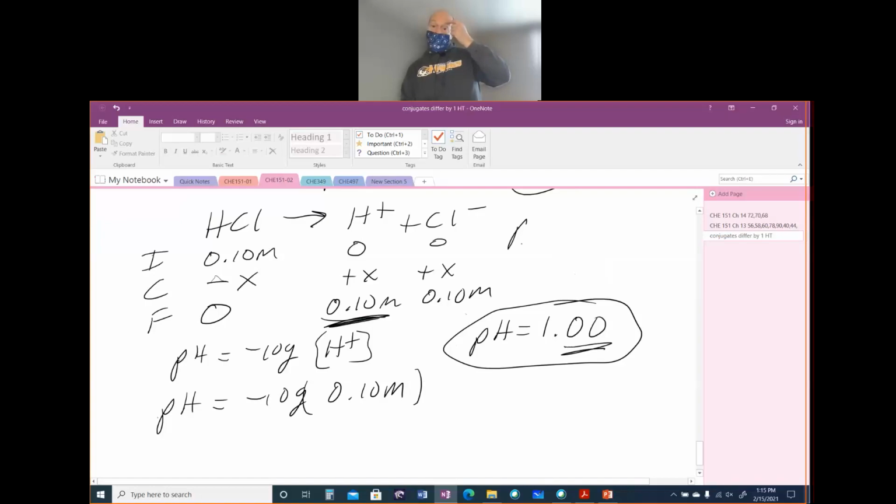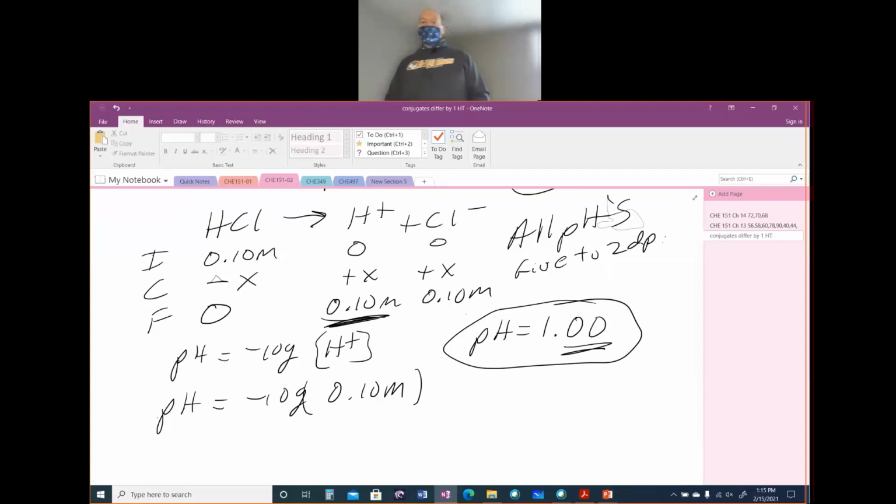So all pHs, give to 2 decimal places. All right, always 2 decimal places. That could be 2 sig figs, that could be 1 sig fig, it could be 3, it could be 4. Rarely would it be 5, but again, just like your molar masses that you give to 2 decimal places, it depends on what the molar mass is. If it's hydrogen, it's only 3 sig figs. If it's carbon, it's 4 sig figs. If it's lead, it's 5 sig figs. It's always 2 decimal places.